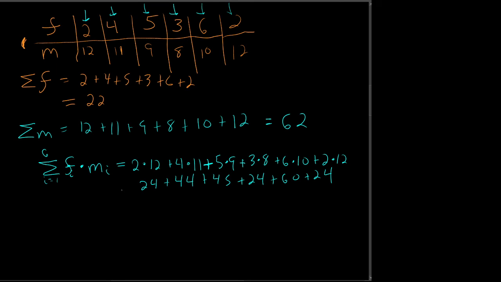And let's see. 24 plus 44 is 68. 68 plus 45 is 113. 113 plus 24 is 137. 197. 221. Calculators, people. Alright, I'm the professor here. I have to try to know what I can do.